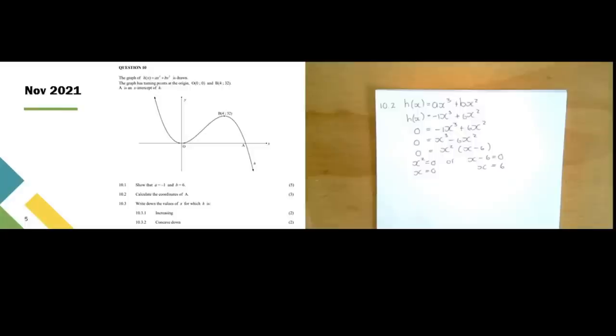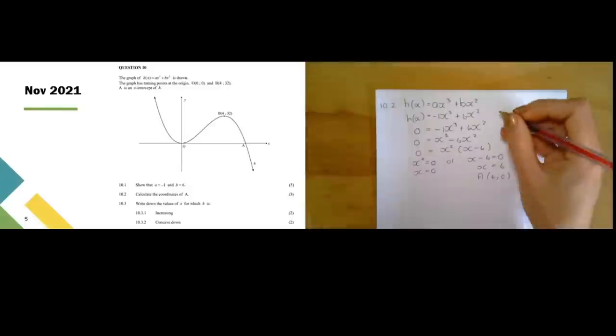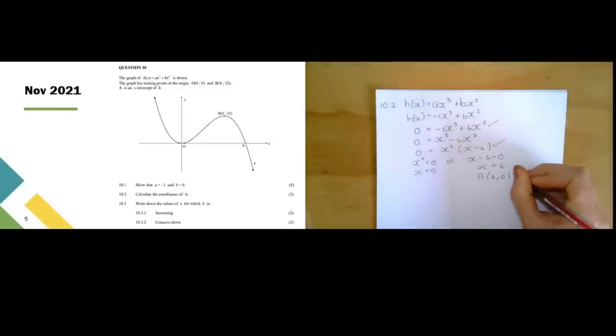If I now go back to my graph and look at it, I'm supposed to have two x-intercepts. 0 is already indicated for me, so A must be the one that is 6. So A is the coordinate (6; 0). 3 marks. Where did the 3 marks go? For making the equation equal to 0, for factorizing, and then for knowing that A was the one that is (6; 0).